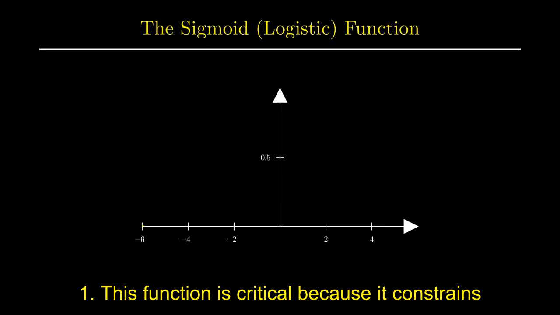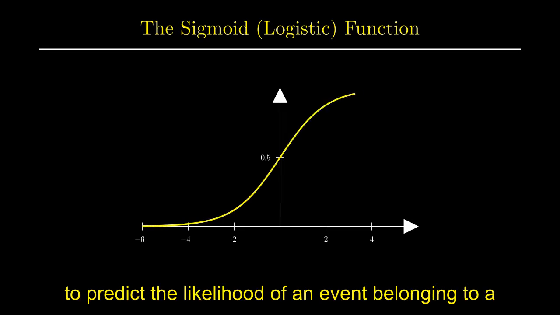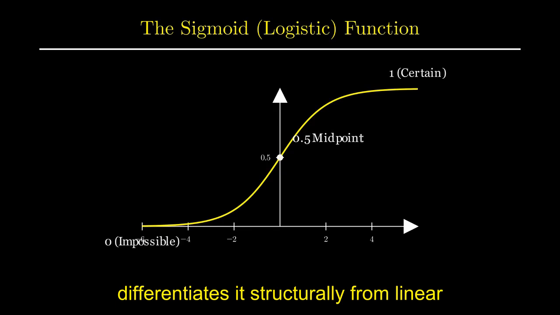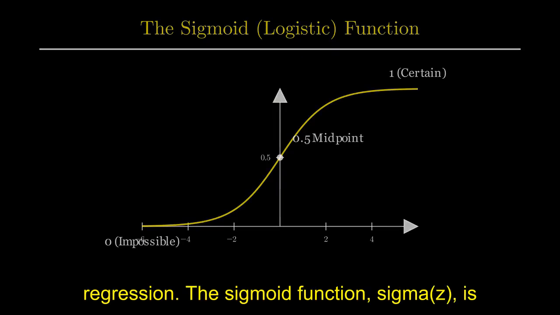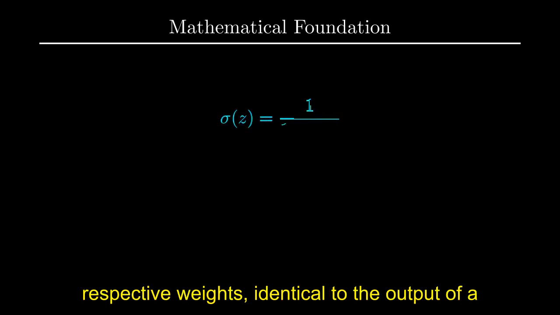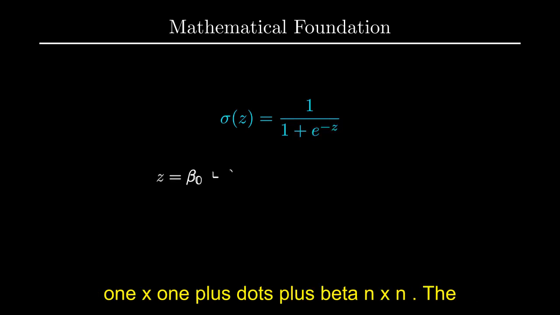This function is critical because it constrains the output to a meaningful range, allowing the model to predict the likelihood of an event belonging to a specific category. This transformation is what differentiates it structurally from linear regression. The sigmoid function, sigma(z), is mathematically defined as sigma(z) = 1 / (1 + e^(-z)). Here, z represents the linear combination of the input features and their respective weights, identical to the output of a linear regression equation, z = beta_0 + beta_1 x_1 + ... + beta_n x_n.